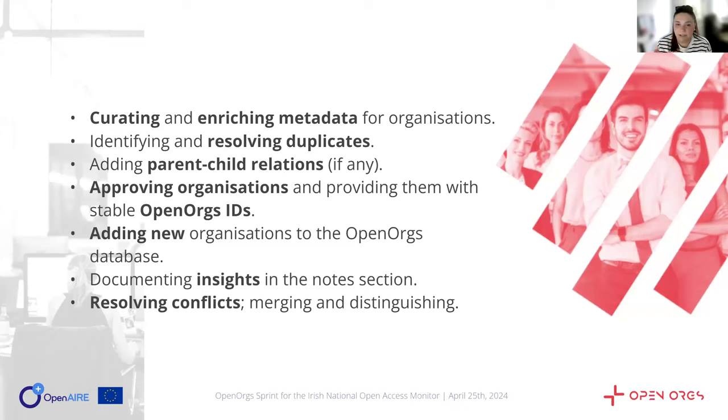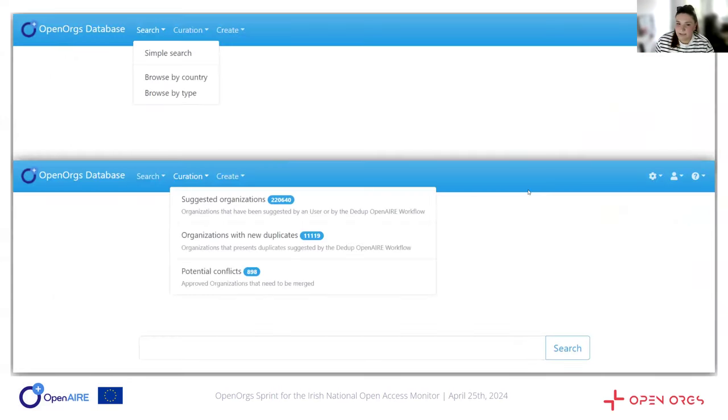And when new orgs are suggested, you'll be able to approve them. You will also be able to leave comments in the notes section of each organization, and if any conflicts arise, you will be able to resolve them. So today we will briefly go over all of the actions, but we will focus more on the DID application part. And in the next sprint, we will focus more on enriching metadata, adding relations between orgs, etc. So let's dive right in and see how it all works.